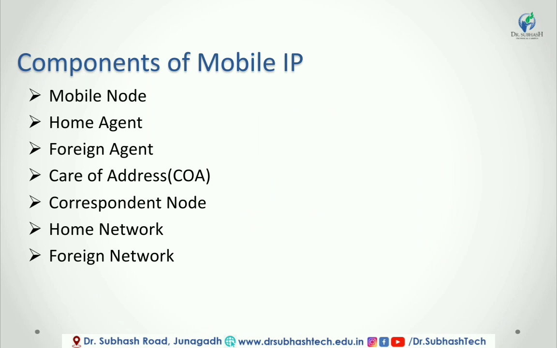There are two different possibilities for the location of the care of address. Foreign agent COA. The COA could be located at the foreign agent, meaning the COA is an IP address of the foreign agent. The foreign agent is the tunnel endpoint and forwards packets to the MN. Many MNs using the foreign agent can share this COA as a common COA. Next is co-located COA.